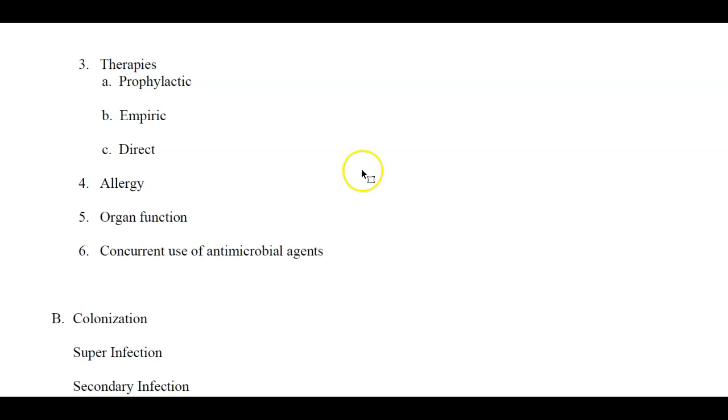Things to consider. Allergy. It is very important to assess for allergy, especially when it comes to penicillin and cephalosporin. Sometimes the presence of cephalosporin allergy is indicative of a high likelihood of allergy to penicillins and vice versa.